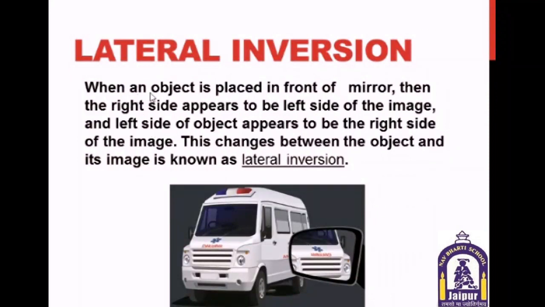Let us read. When an object is placed in front of a mirror, the right side of the object appears to be the left side of the image, and the left side of the object appears to be the right side of the image. This change between the object and its image is known as lateral inversion. There is one more example of lateral inversion. When you look into the mirror and raise your right hand, your image in the mirror raises its left hand, and vice versa. So, this is lateral inversion. Okay.